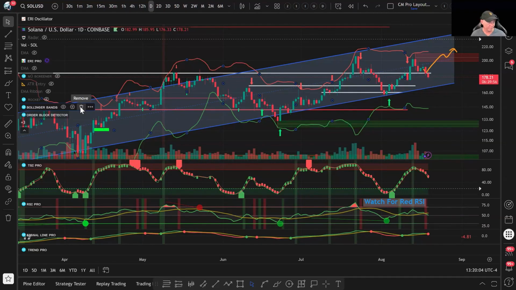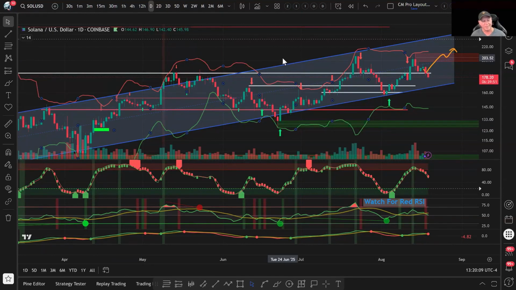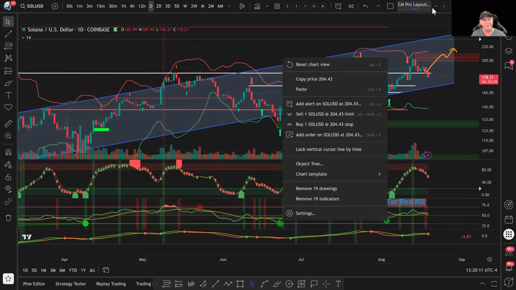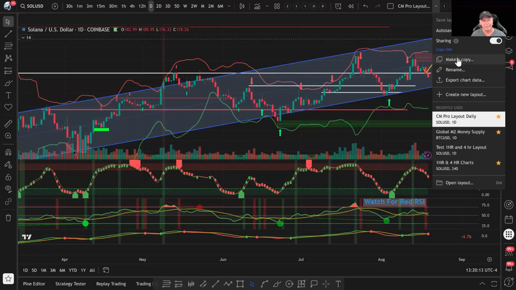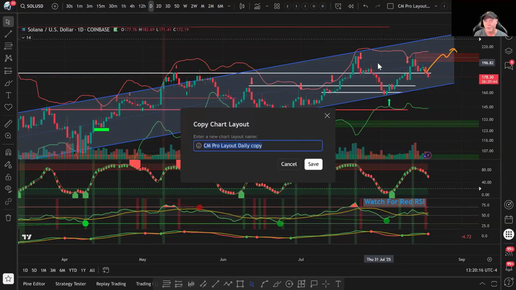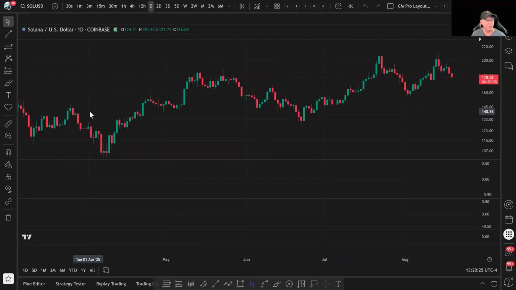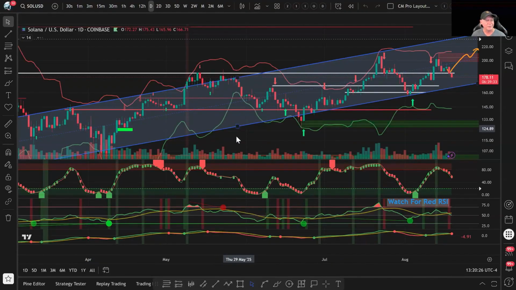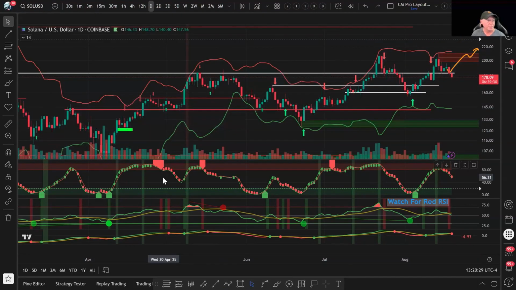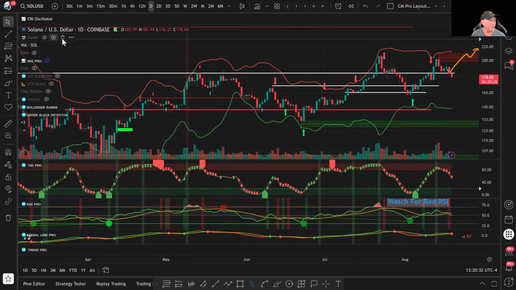So let's see. I'm going to do it on a new chart though, because I don't want to mess this one up. So I'll come in here, I'll save the layout as a test layout, make a copy. And this is what you can do when you're just playing around with things. So CM Pro layout, daily copy. I think it's important to make sure you guys all know how to add the indicators. So what I'll do is I'll delete all of them, and we'll just do a nice clean screen here. And I'll go over here and I'll just delete all of these, the EMAs, the ERI Pro.